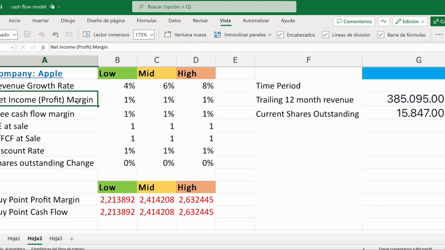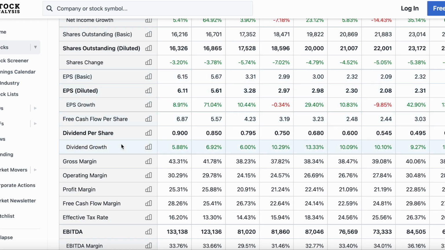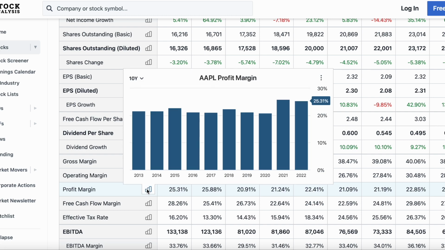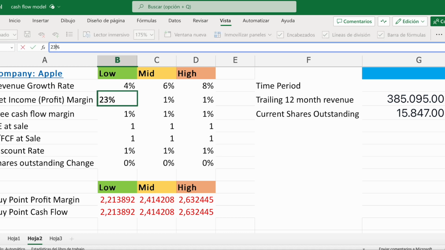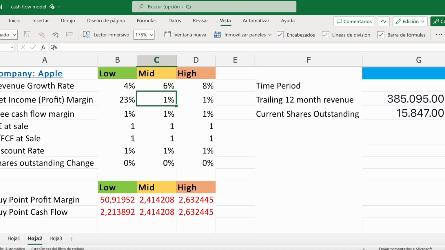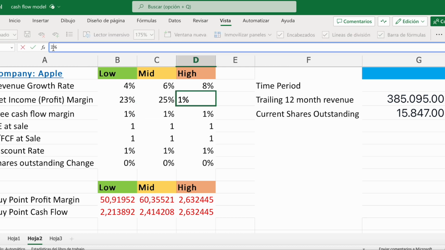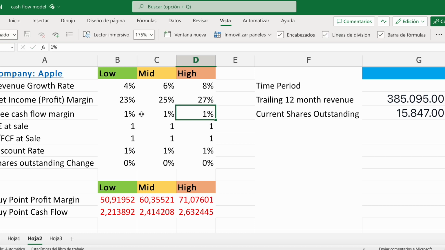Moving on to profit margin and free cash flow margin, we are going to see that they are very consistent. As you can see right here on their financials, their profit margin over the past 10 years has been between 20 and 25%. But over the past 2 years, they have managed to increase it. And therefore, on my low assumptions, I'm going to go with 23%. Then on my middle assumptions, I'm going to go with 25%, which is what they are currently doing. And on my high assumptions, 27% in case they manage to increase it, which I definitely think is possible.